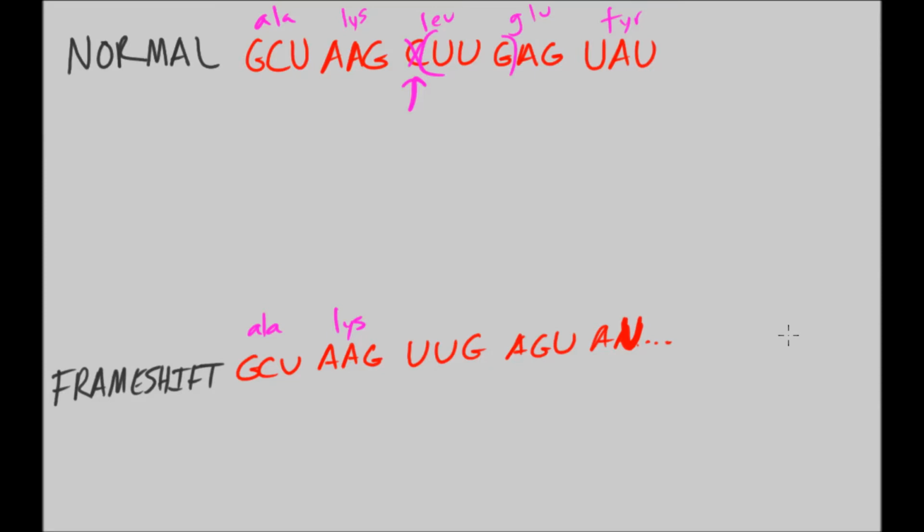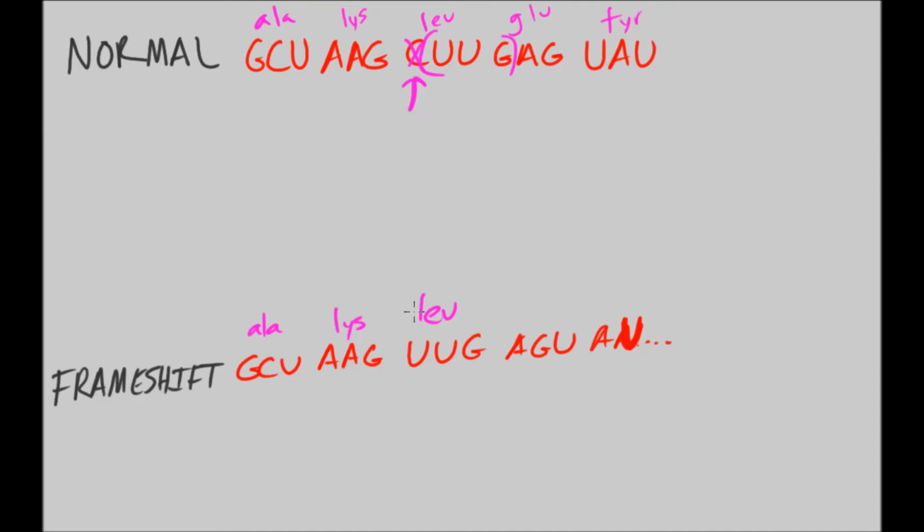So what is this going to create? Well, a UUG is going to create a leucine, while a CUU was also a leucine. So notice how this frameshift mutation, even though we deleted this C and shifted everything over, we're still going to get the same amino acid. This is that wiggle room. Each amino acid has a couple different variations on how to create it. And a CUU happened to create a leucine, and so does a UUG.